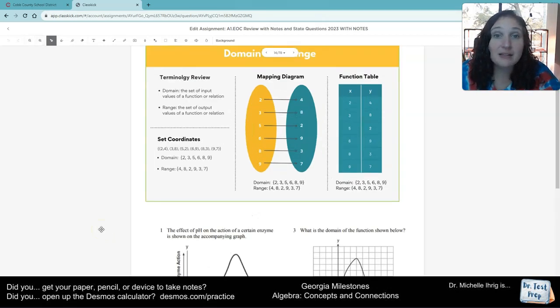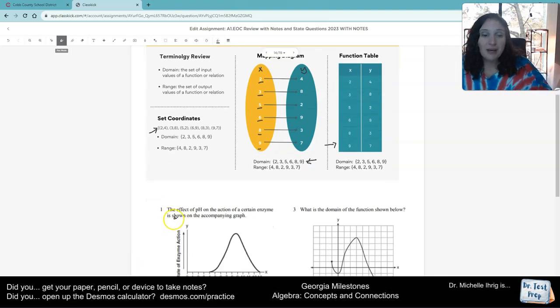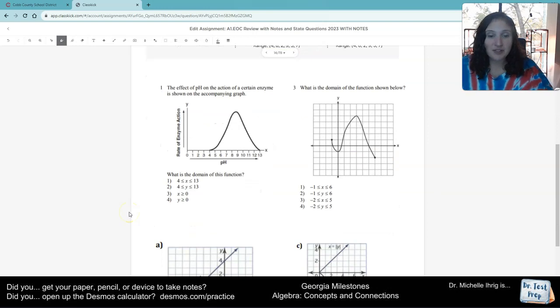Specifically, the domain is the set of all inputs. And if we look here, people think writing domain is hard. It's just whatever the X values are. That's it. Boom. The range are whatever the Y values are. Whether it's here in a mapping diagram or written as a function table or even as a set of coordinates, they all tell you the domain and the range. The first number is the domain, the second number is the range, and you just have to go down the list. Now, sometimes we have to look at it in terms of graphs.